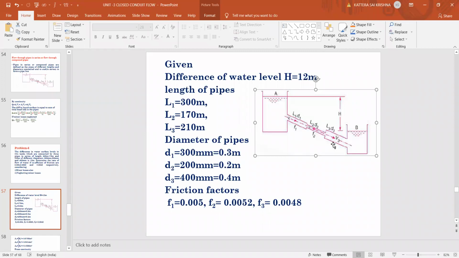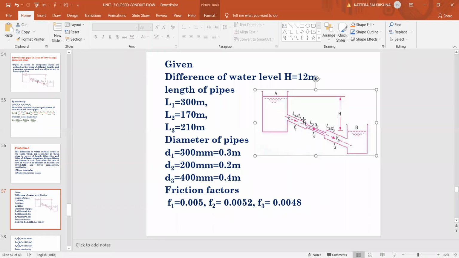Okay. So you need to connect this series of pipes to two tanks with H as the difference of water level. You can draw this diagram roughly, right? Why I'm telling you to draw the diagram is because only then can you understand which type of minor losses is happening in this.